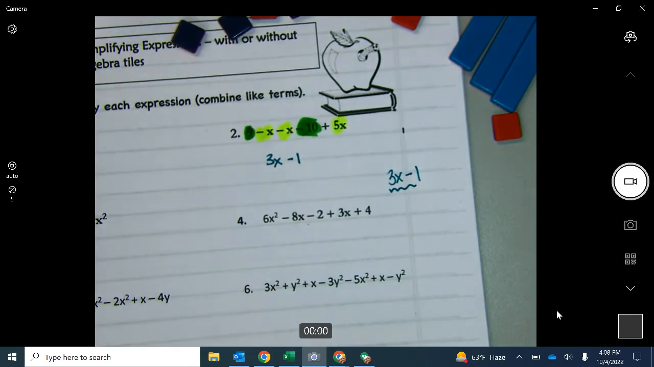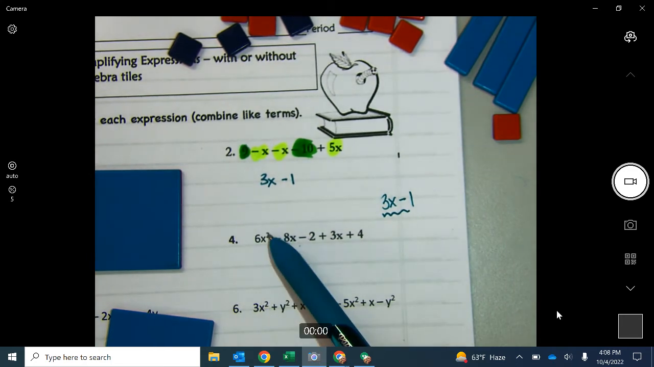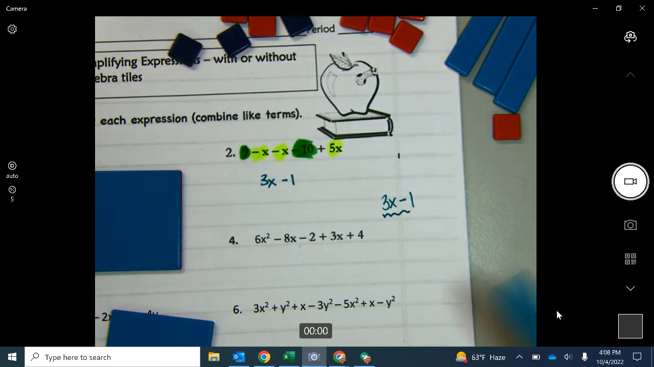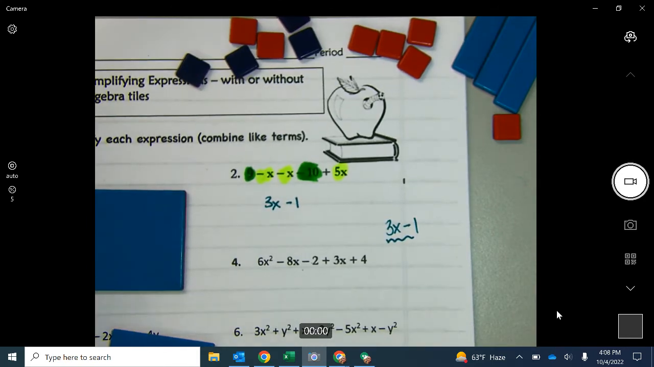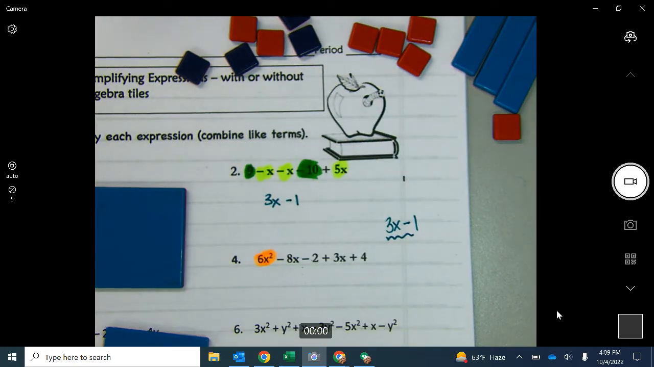Okay, this next one starts to get a little bit trickier because it has x squared. But remember, this is just another tile. A lot of people get confused on this and think that you need to do something with this 6 and the squared before you start combining like terms, but that's not the case. X squared is just its own term. It's its own tile. Okay, so this 6x squared has nothing else to combine it with.